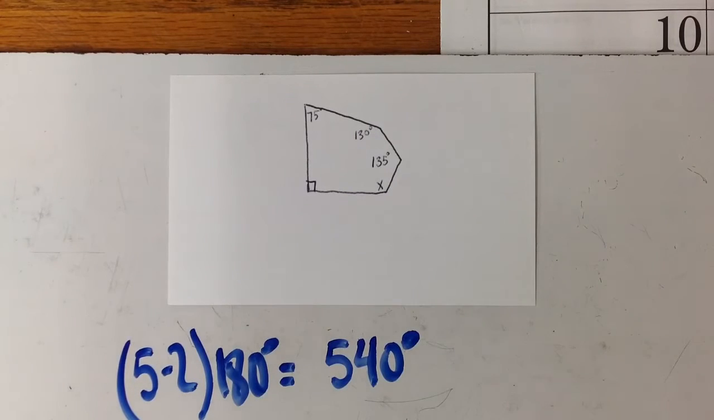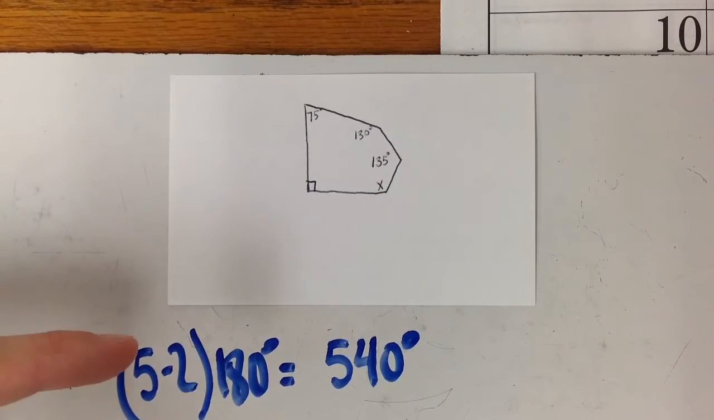So continuing on finding a missing angle measure, take a look. Here's our shape again, and here's how I would find the total number of interior angles, or the total number of degrees inside my interior angles. I would plug in the number of sides, subtract 2, times 180.